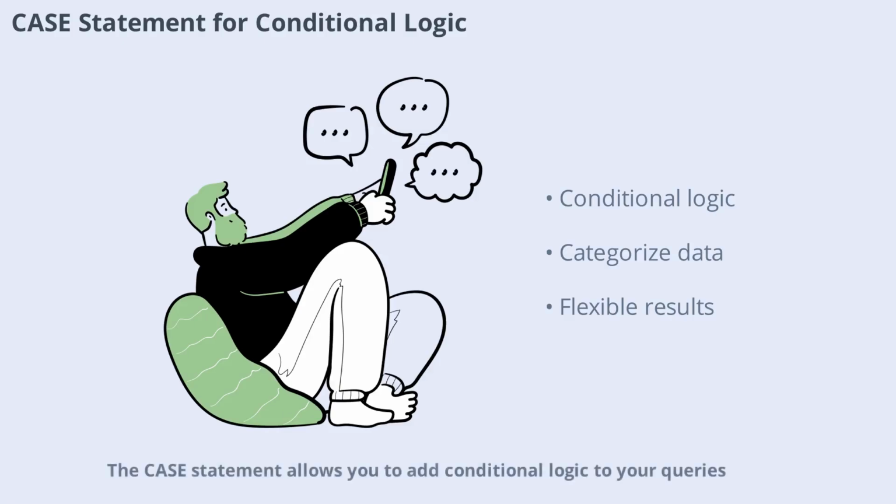The case statement allows you to add conditional logic to your queries. For example, select name, case when salary 50,000 then high else low end as salary level from employee. This is useful for categorizing data directly in your results.